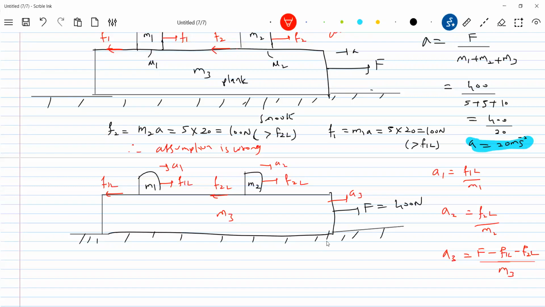Okay, so that trick is what you have to understand. One situation you have to assume, then check whether that situation is right or wrong. Who tells? The friction. If the friction acting is less than the limiting friction, what you assumed is right. If friction is greater than limiting, then what you assumed is wrong. The idea revolves around this much only.